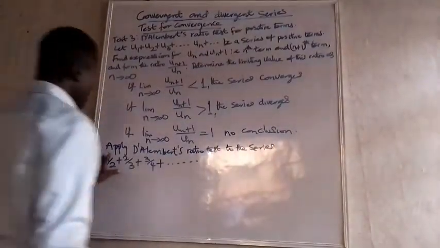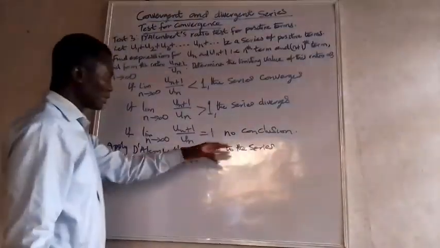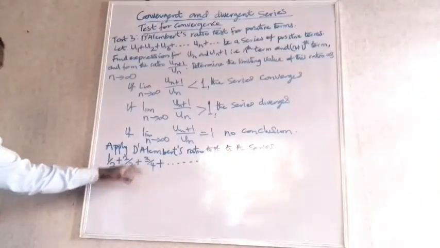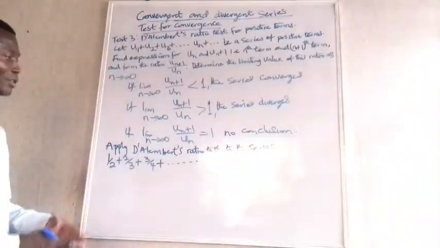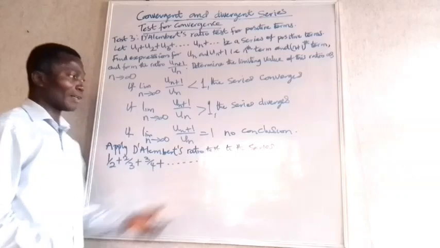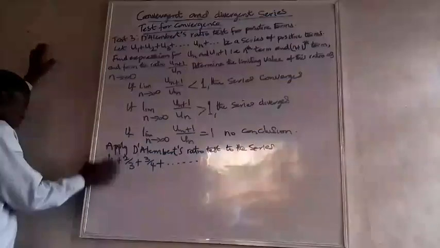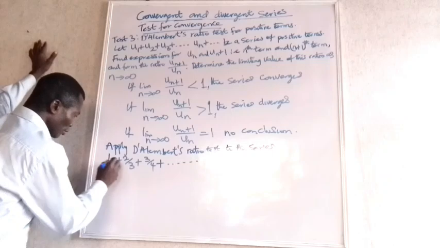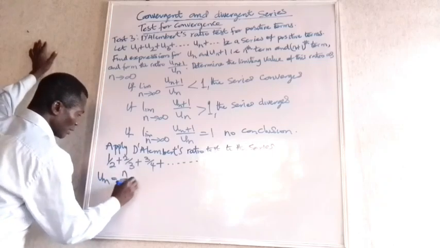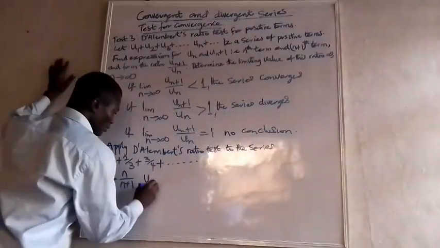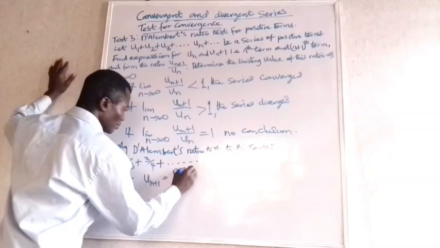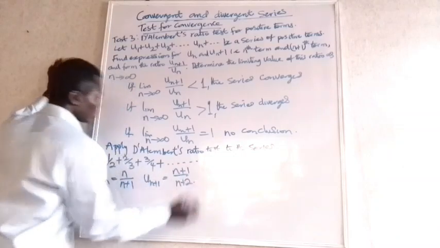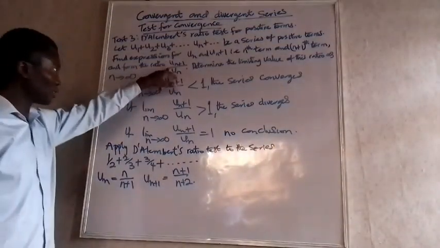Now, let's quickly apply this. It says, apply D'Alembert's ratio test to the series 1 over 2 plus 2 over 3 plus 3 over 4 plus, like that. How do we know if it is convergent or divergent? The first thing is to define what each term will be. For this one, un will be equal to n over n plus 1. So un plus 1 will be equal to n plus 1 over n plus 2. So the next thing is to do un plus 1 over un.